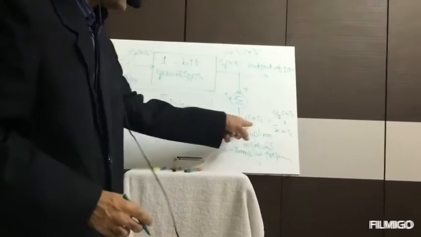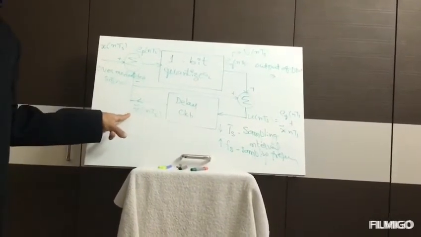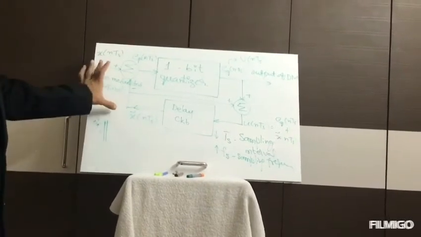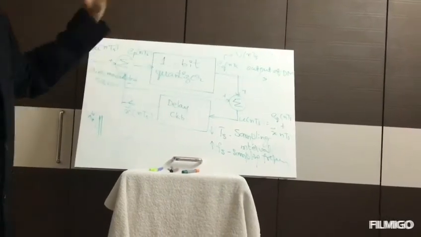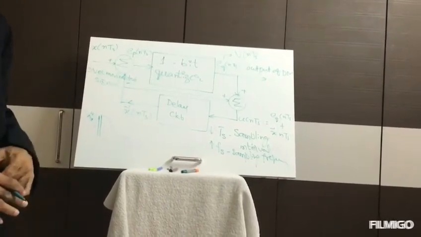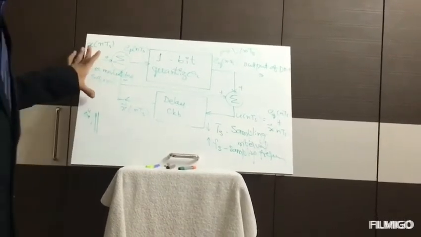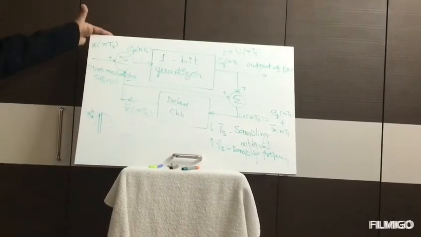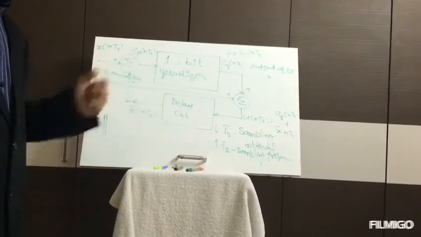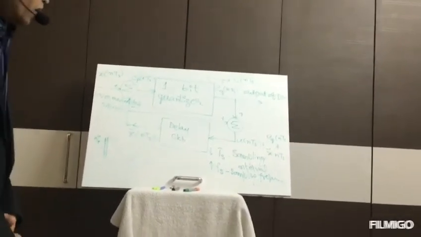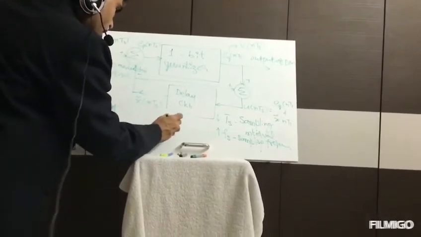So the sum of these two generates U of nTs, which is given as input to the delay circuit, and the output comes as the X tilde of nTs, and the difference is picked up as the error signal that will be given to the quantizer to quantize further using this 1 bit quantizer here. So this is a simple implementation of this delta modulator, where the transmission characteristics of the quantizer will be following the signum function.